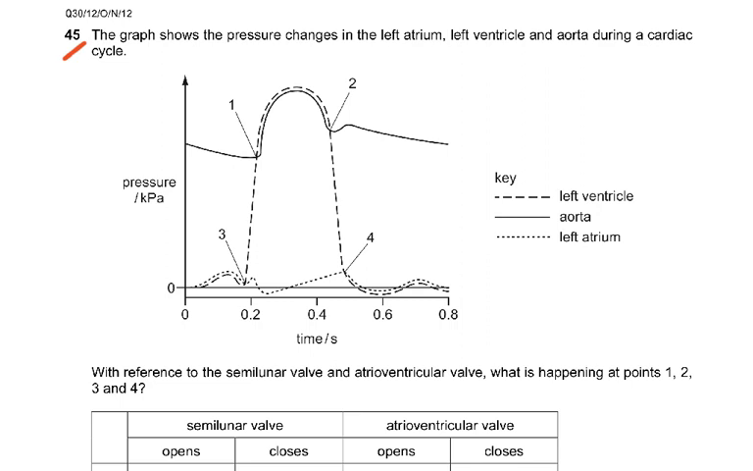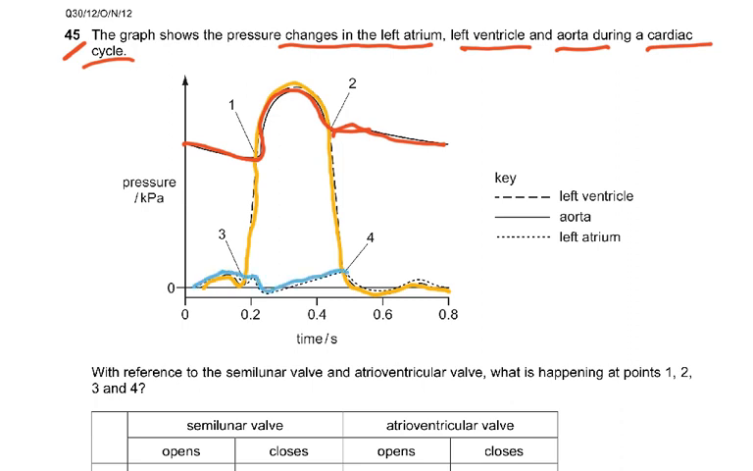Question 45. The graph shows the pressure changes in the left atrium, left ventricle, and aorta during a cardiac cycle. Now you can see, I've done this again and again. Left ventricle is this one, aorta is this one, and left atrium is this one. So this was given in the key. With reference to the semilunar valve and atrioventricular valve, what is happening at points 1, 2, 3, and 4?